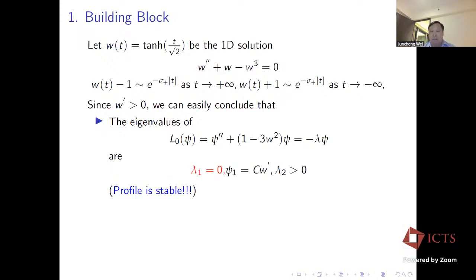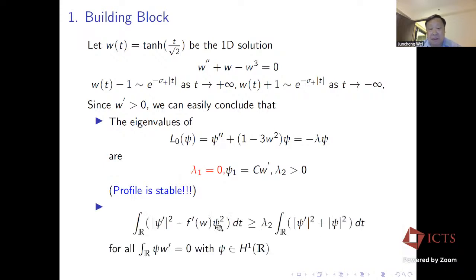Okay, so let's start with the building block. The building block is the tangent hyperbolic function, which decays exponentially, approaching -1 and +1, and is stable. The first eigenfunction is 0, given by translation, and the second eigenvalue is positive. So the profile is stable. And we have a kind of spectral gap estimate. This is very easy to see.